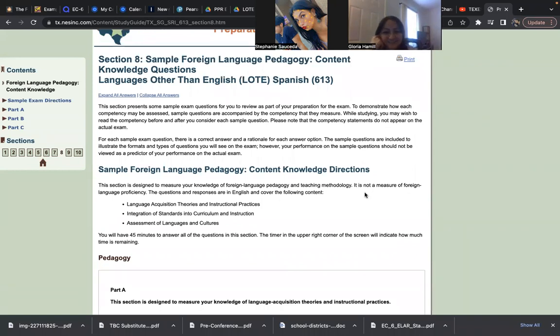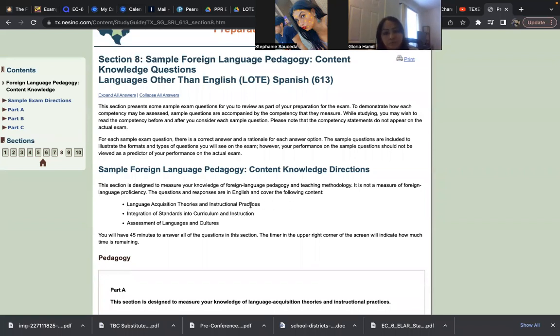This section is the pedagogy, right? And this is the section that I told you they're extra tricky with their wording. You have to be a very mindful reader because it's not about the content anymore. It's about language acquisition, right?